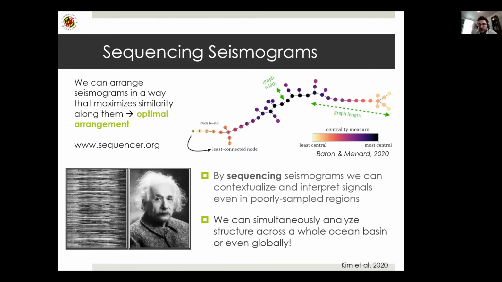So by sequencing, or finding this optimal arrangement of seismograms, we can contextualize and interpret signals even in poorly sampled regions where we don't have that azimuthal coverage to use traditional methods. And also it means that we can simultaneously analyze structures across a whole ocean basin or even globally.